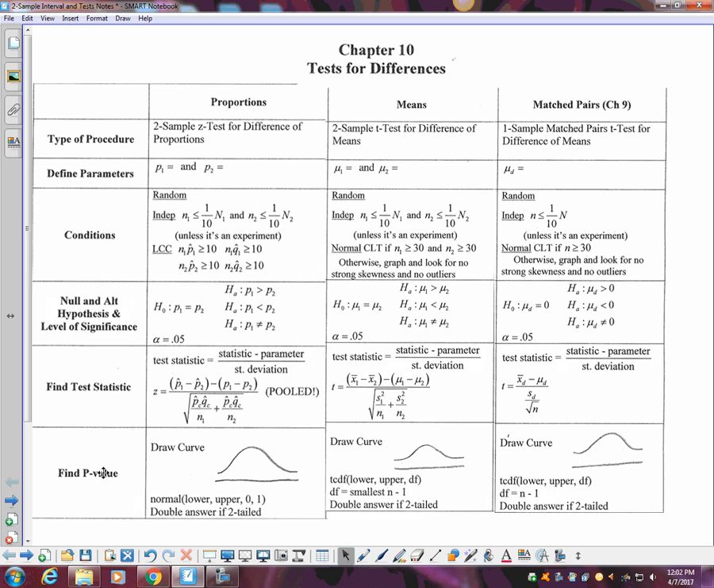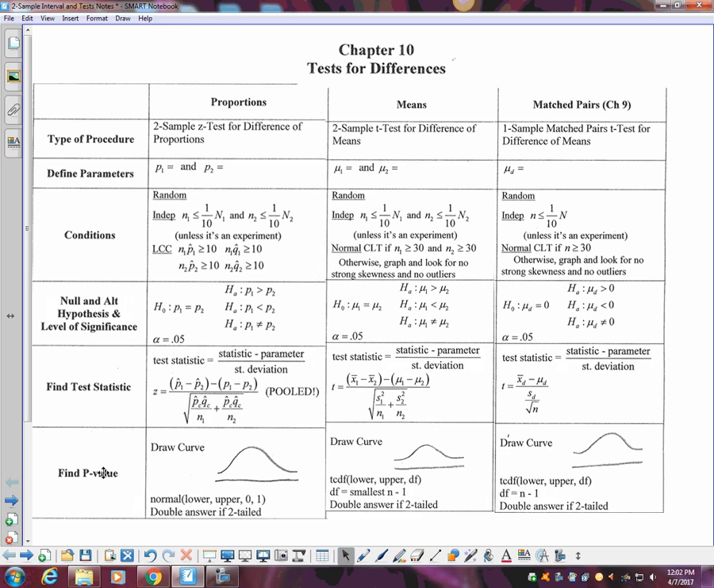Your null and your alternate, your null is always that there's no difference. So your null is that they are equal. Your alternate, and this is no hats and no x bars. These are p's and mu's because your null and your alternate is always about your population. So p1 equals p2 or mu1 equals mu2. On your matched pairs is that your mu sub d equals 0, so that there is no difference.